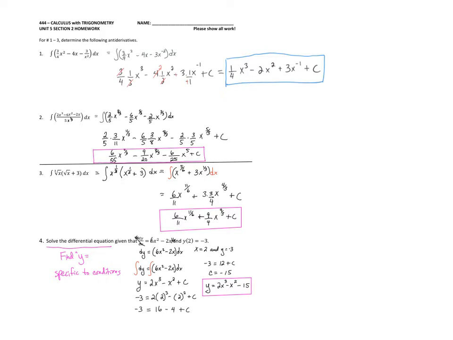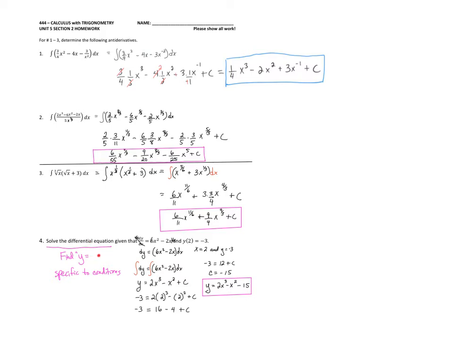So numbers 1, 2, and 3 here should be very straightforward. Don't waste any time. Quickly rewrite the function so that you can use the power rule. Increase the power, leaving some room for your reciprocal of your new power to go in front, and then just clean up your coefficients by reducing any common factors if you can. If you didn't follow along in class, here's the answers to 2 and 3.